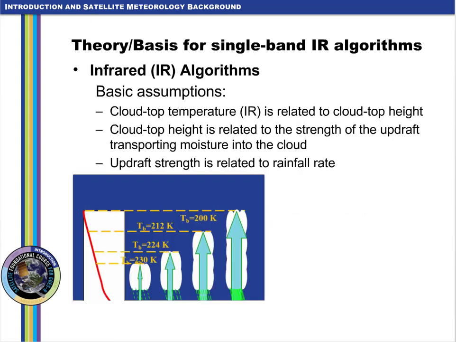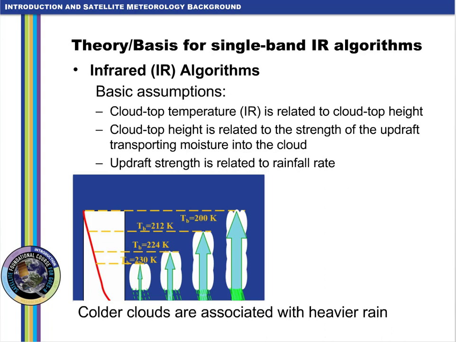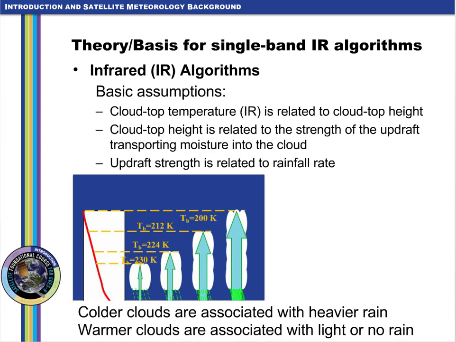Several assumptions are made when estimating rain rate from IR data. One is that the cloud top temperature is related to cloud top height. Another is that the cloud top height is related to the strength of the updraft transporting moisture into the cloud, and further, that updraft strength is related to rainfall rate. Generally speaking, colder clouds are associated with heavier rain, and warmer clouds are associated with light or no rain.